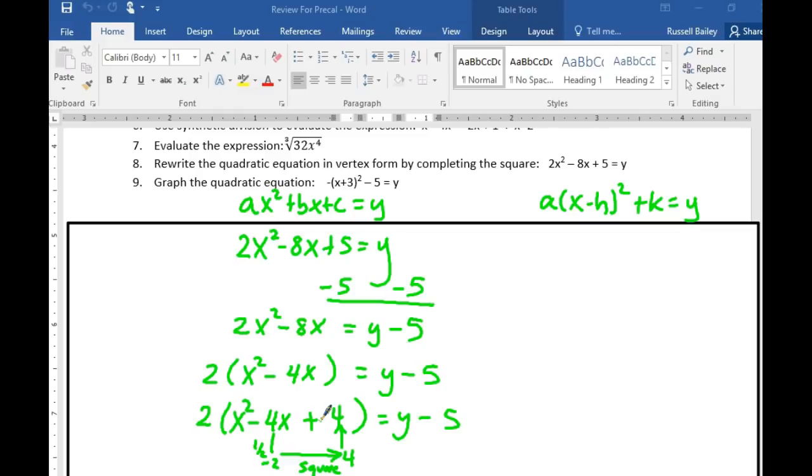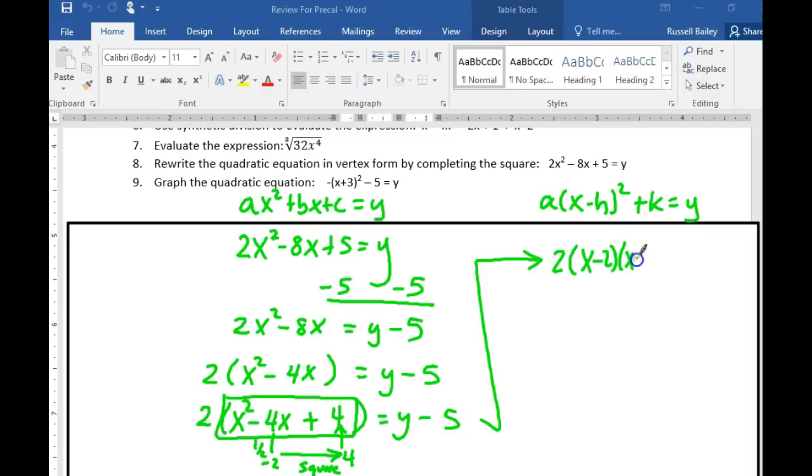Okay. The next thing that we do is we factor this. And if you factor that, what you get is x minus 2 times x minus 2. And since we have x minus 2 written twice, you can abbreviate it like this. And then the last thing we have to do to get it into vertex form is just add the 5 over.